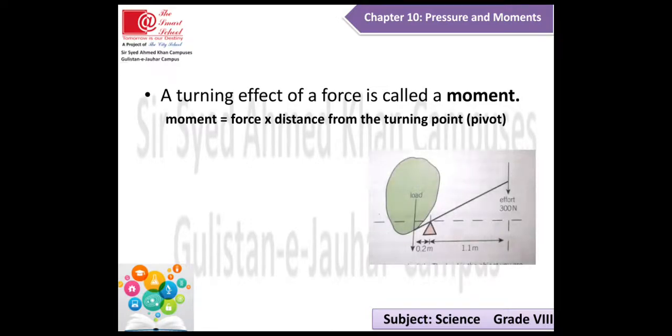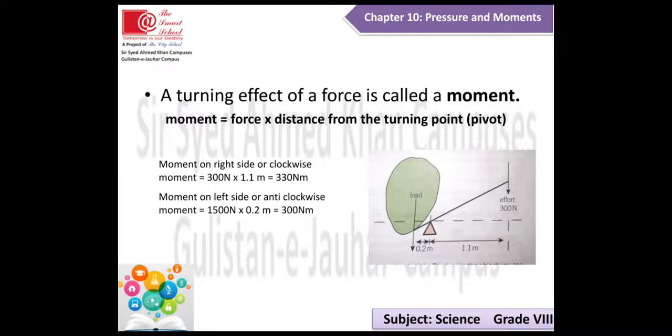In this example, the moment on the right, or clockwise moment, is equal to 300 Newton times 1.1 meter, which is equal to 330 Newton meter. The moment on the left side, or anti-clockwise moment, is equal to 1500 Newton times 0.2 meter, which is equal to 300 Newton meter. The clockwise moment is greater than the anti-clockwise moment, so the load is lifted.